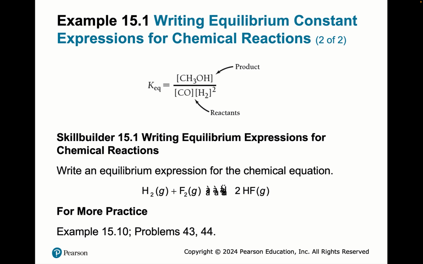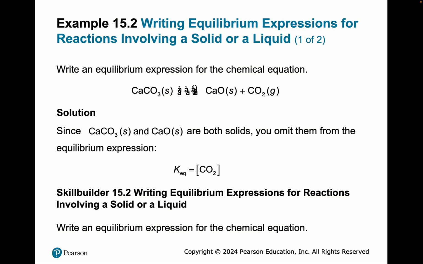So the two there is from the two hydrogens in the reactant side of the chemical equation. And those brackets mean concentration in moles per liter. So if you wonder what the brackets mean, that means moles per liter.